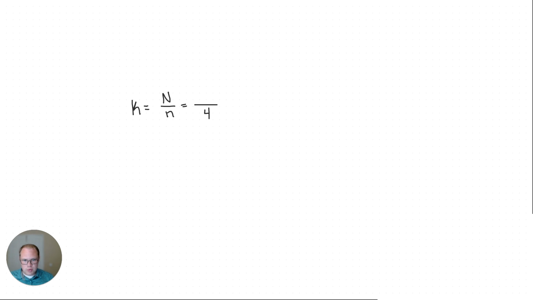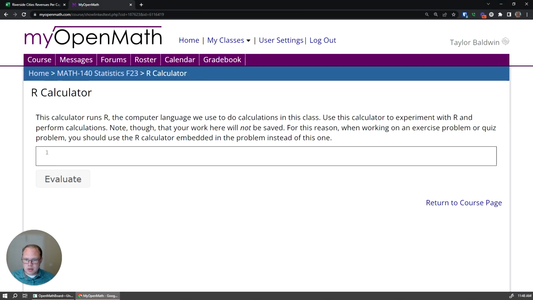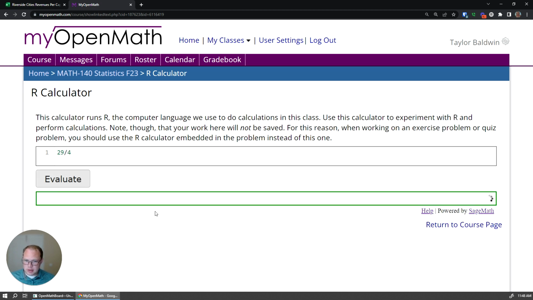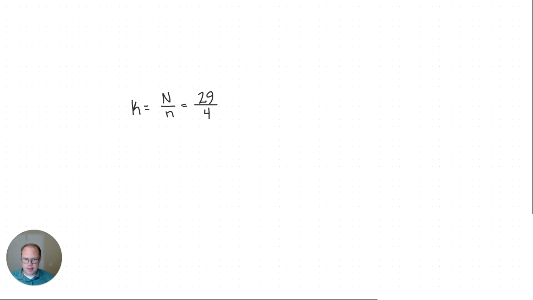So we have, oops, use the right color here, 29 cities. So we need to do 29 divided by 4. Okay. We can pull out the calculator for that one. So 29 divided by 4 is, that's 7.25. So that's going to be the size of our sampling interval.